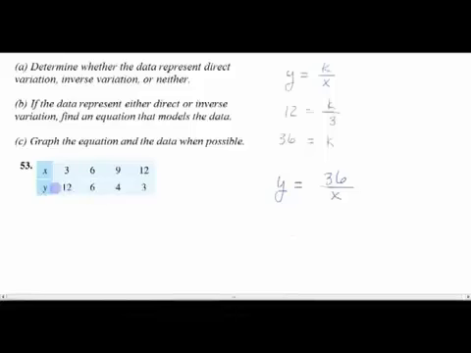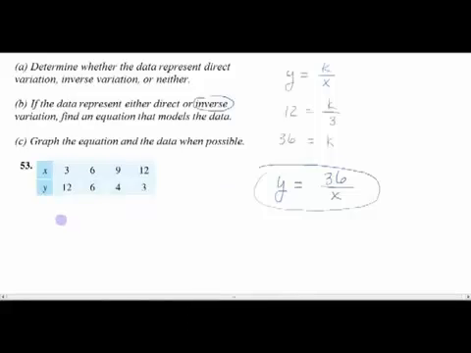But we do need to test it with each data point in the table. So let's see if we allowed x to be 3. 36 divided by 3 is 12. If x was 6, 36 divided by 6 is 6. If we allow x to be 9, 36 divided by 9 is 4. If we allow x to be 12, 36 divided by 12 is 3. So this is our model, and we know that it was an inverse variation model.